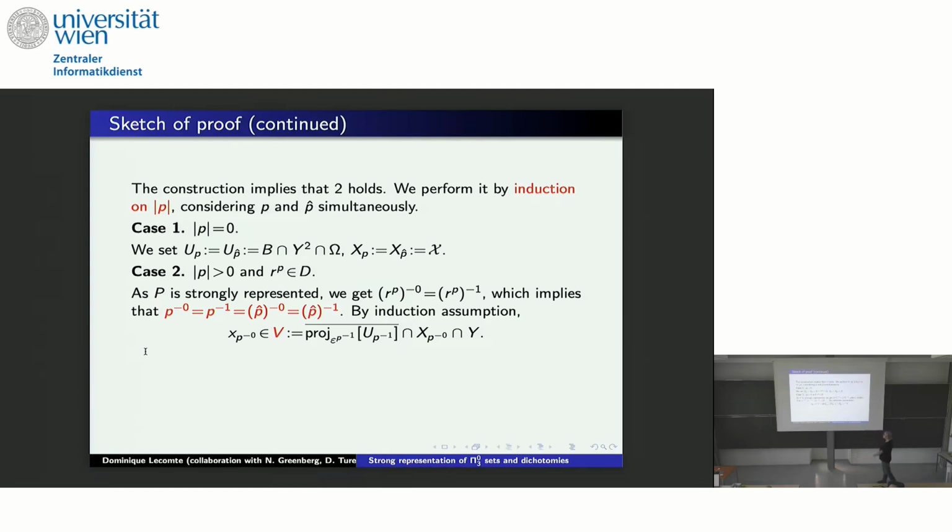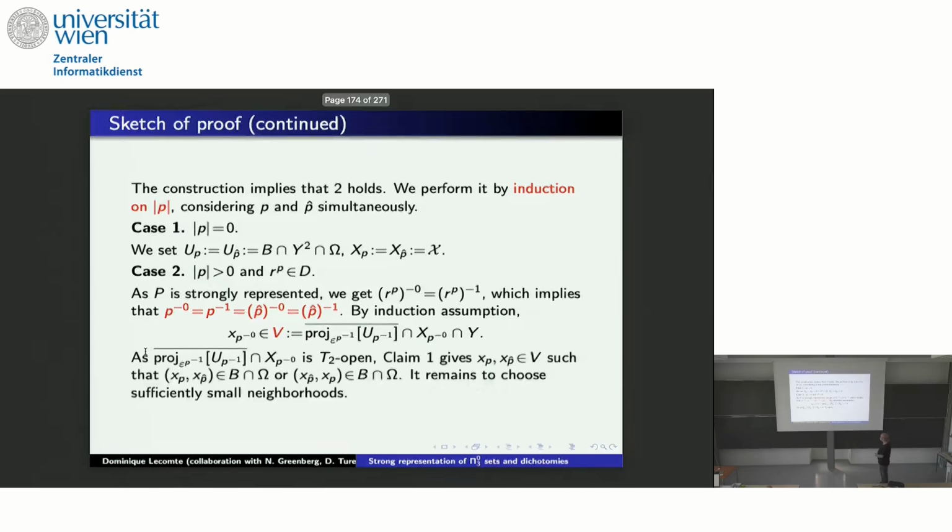The immediate zero predecessor of P, so X indexed by this, is in this intersection by induction assumption. But the first part of the intersection is a T2 open set, so we can apply the claim. The claim gives you two points in V, XP and XP hat, such that the pair is in B intersect omega. We have to take the right side depending on epsilon, but okay. And then once you have this, it's done. You just have to take small enough neighborhoods. And because of these conditions in red, we have no problem.